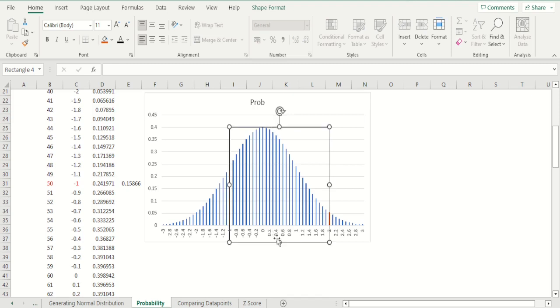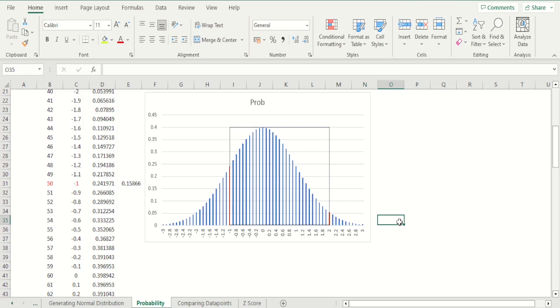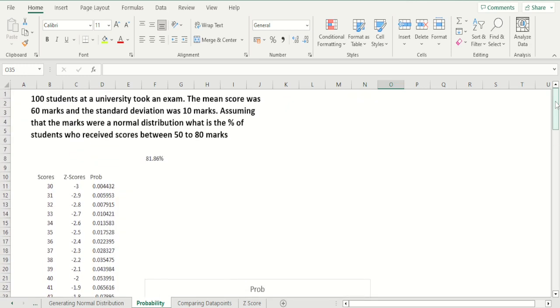this entire area that you see under the curve represents the percentage of students, or rather, instead of the percentage, the probability of the students getting marks between 50 marks and 80 marks. So that's what this visually means. As you can see, this covers a considerable portion of the curve. And as a result, what you'll see here is that 81.86% is the probability of students scoring between 50 to 80 marks.